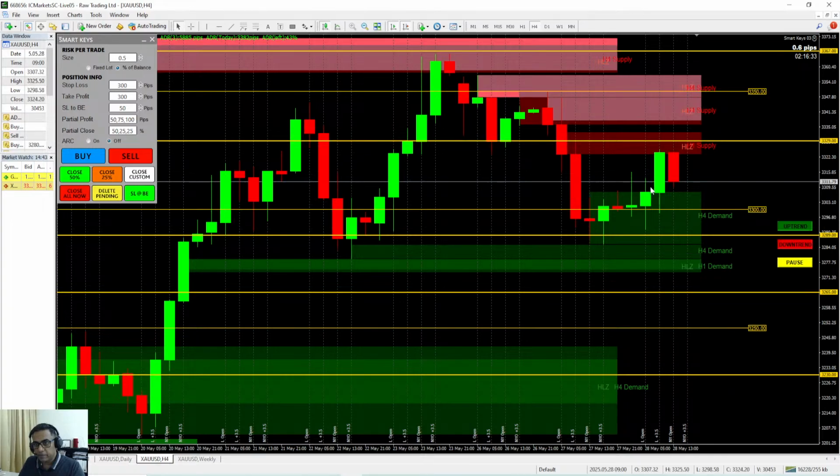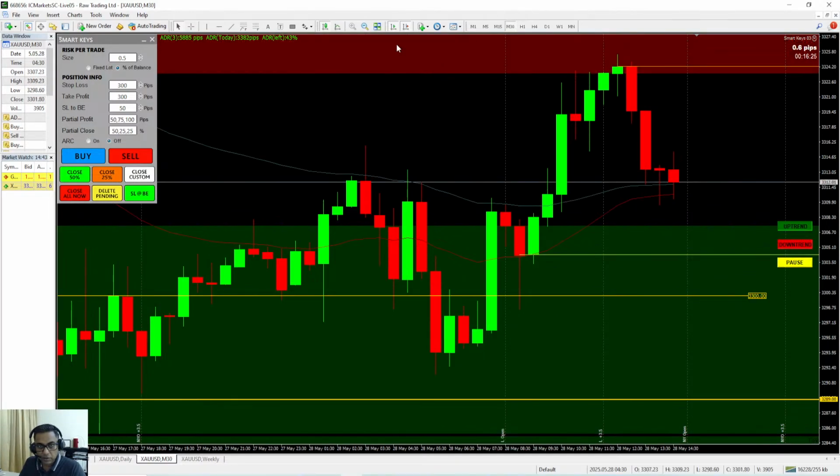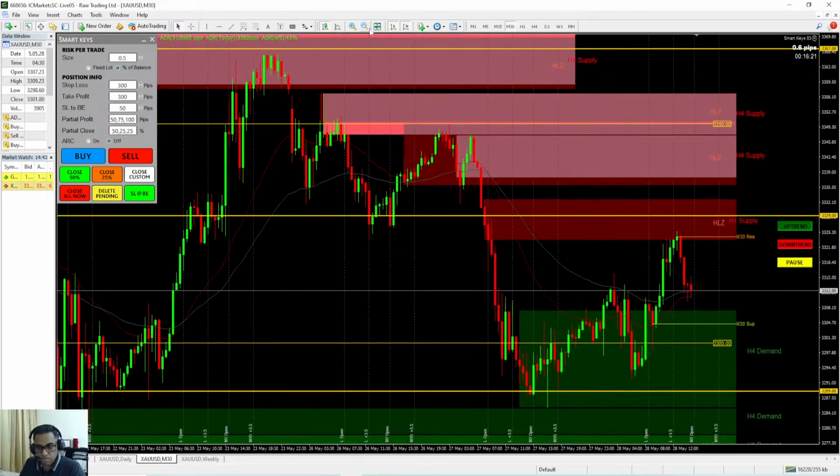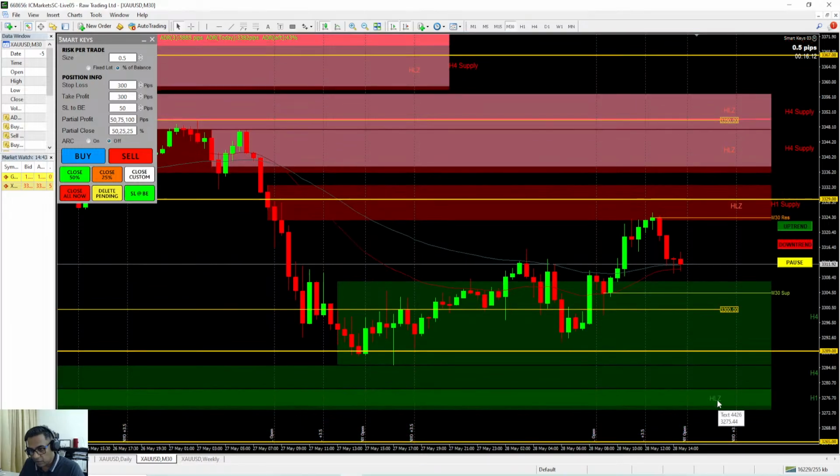Right. Now, let's see if this is a high liquidity zone or not. So let's look at the 30-minute. It's better. Yeah, we have a clear rally, base, a drop here, and this move up has taken out this high here, making this a high liquidity zone.